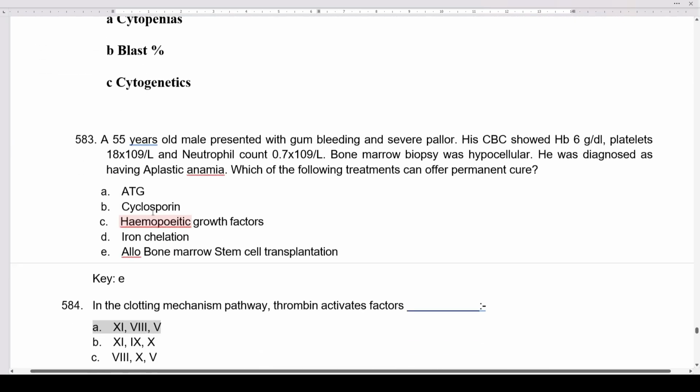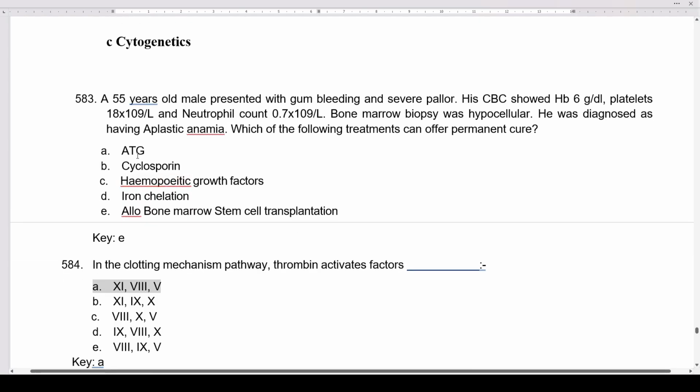Next is a 55-year-old male who presented with gum bleeding and pallor. His CBC showed hemoglobin of 6, platelets of 18, neutrophils 0.7. So everything is low here. Biopsy also shows that it is hypocellular. He was diagnosed as a case of aplastic anemia. Which of the following treatments can give a permanent cure? The permanent cure is allogeneic bone marrow transplant, if we can give it to the patient. The other supportive treatments are anti-thymocyte globulin, cyclosporine, GCSF, hematopoietic growth factors, and iron chelation. These are the supportive treatments in aplastic anemia.